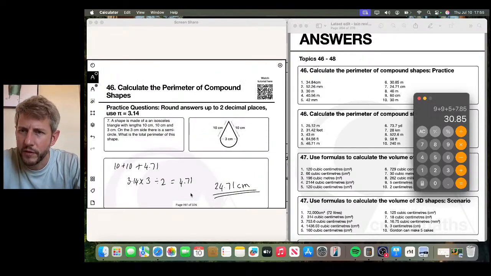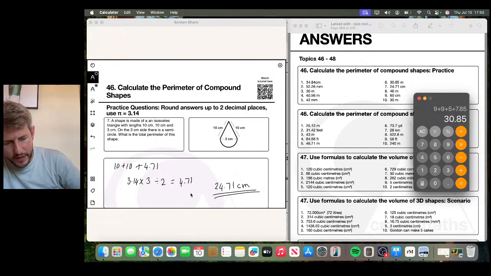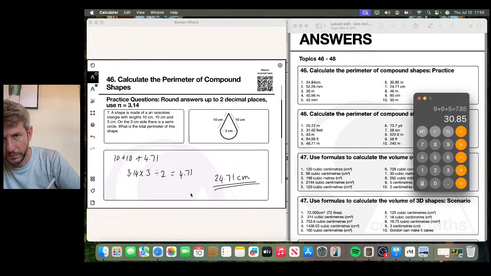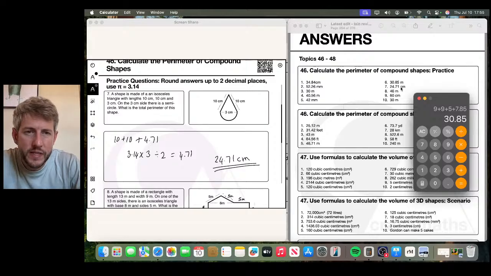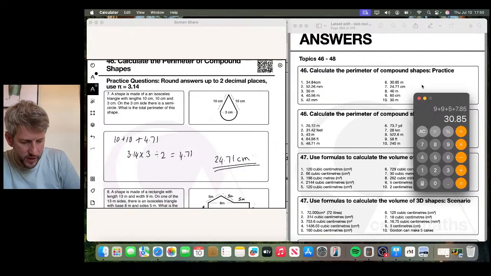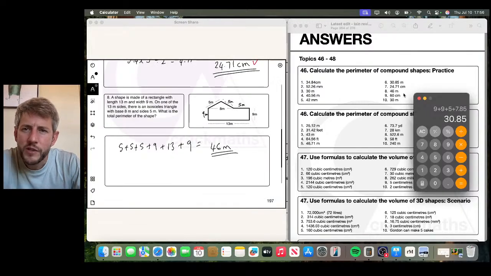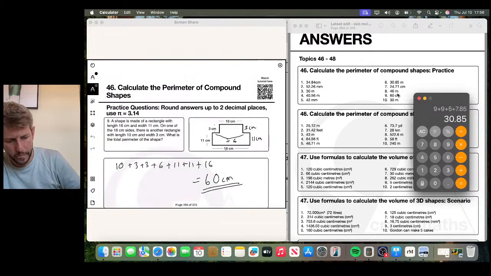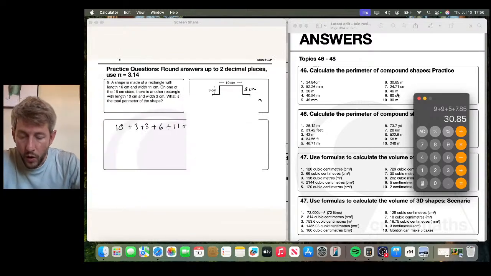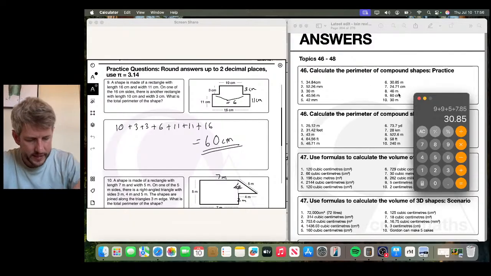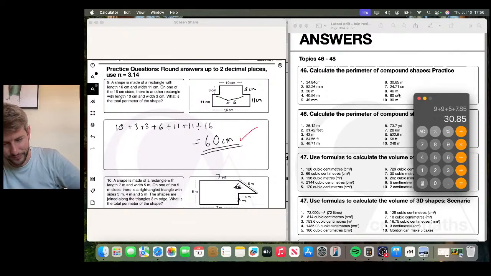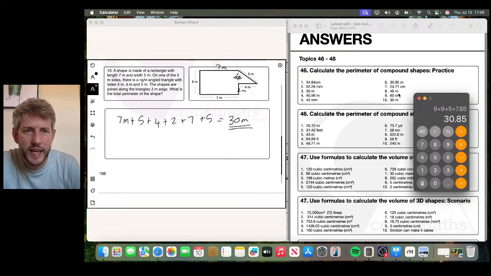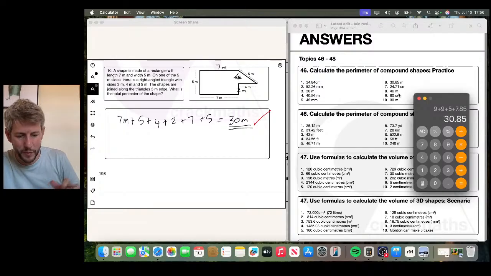Okay, question 7. So here we go. It says 24.71. Yep, and we agree this time. So that is all good. Question 8 is 46. Yep, that agrees. Question 9 is 60. That agrees. And question 10 is 30. And that agrees as well. So we're pretty happy with that.